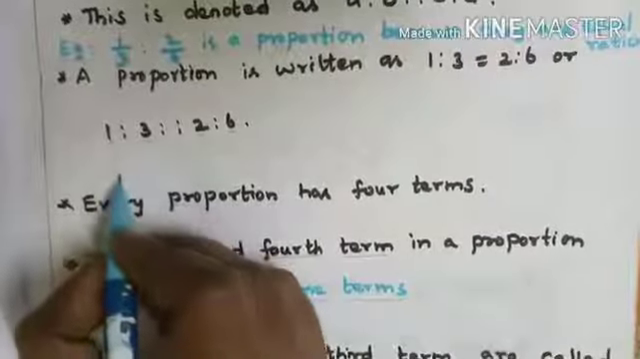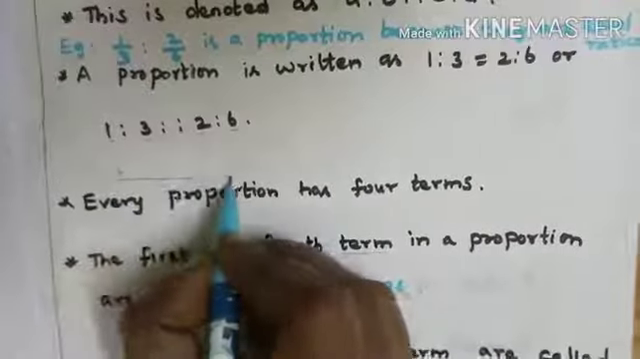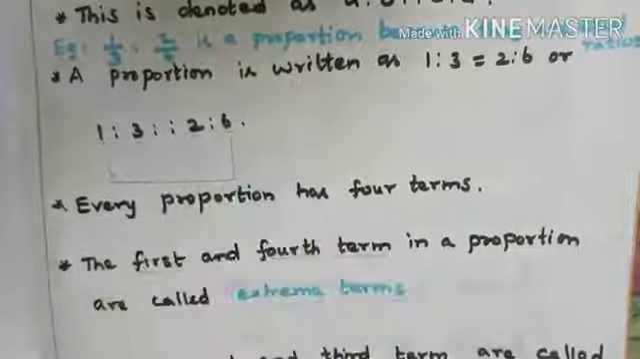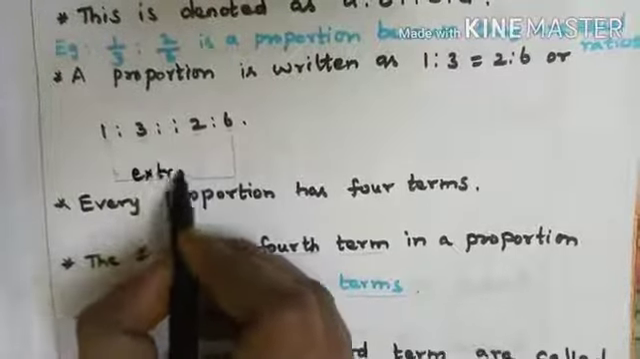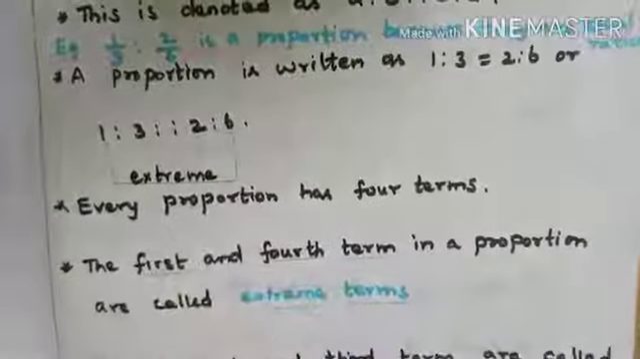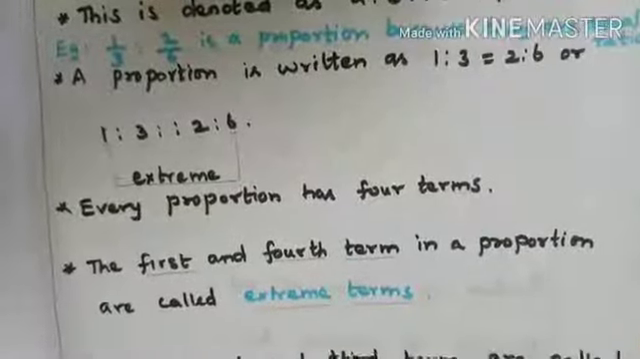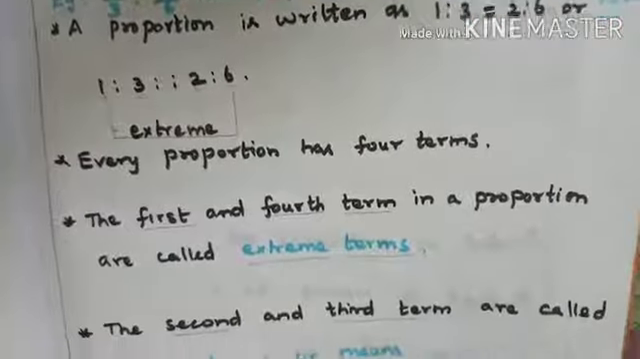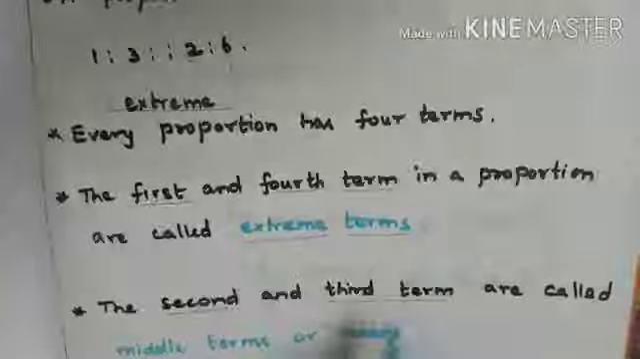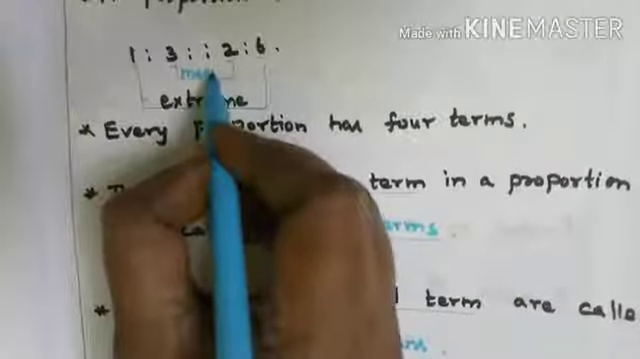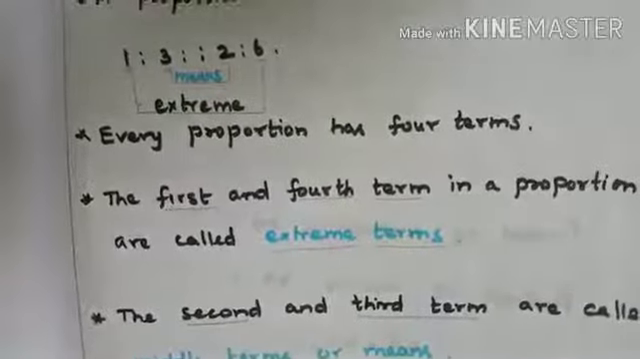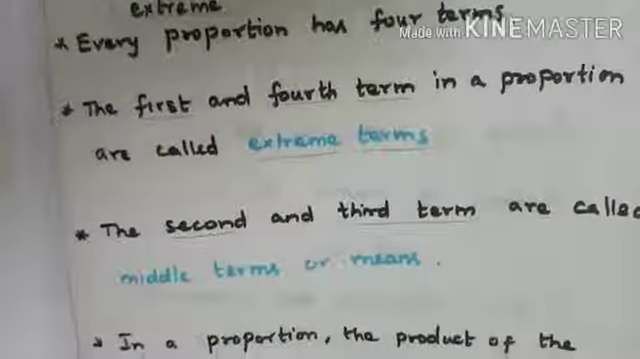The first and the fourth term, they are called what? Extreme terms. Next you see the second and the third. The second and the third terms are called middle terms or means.